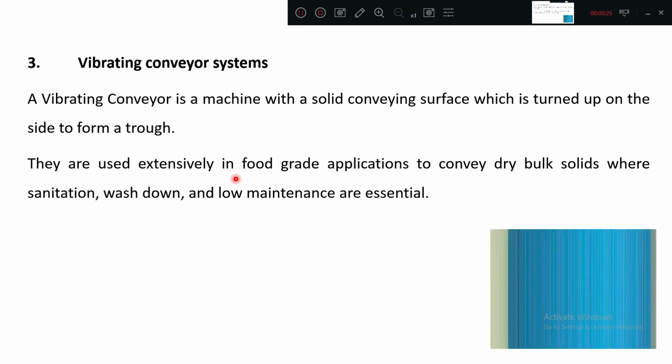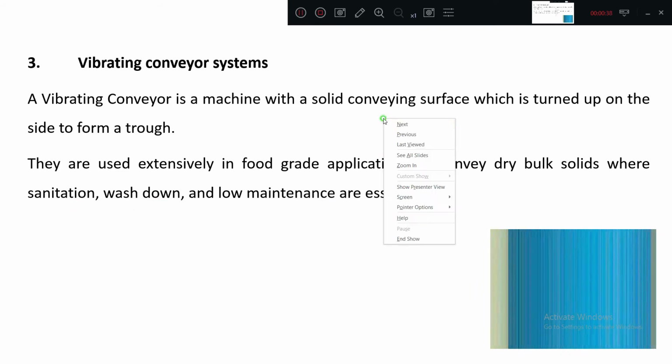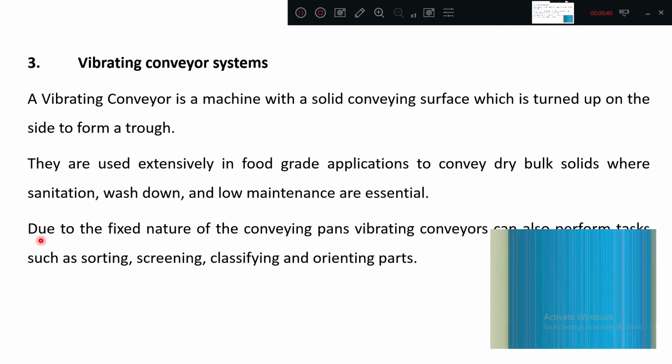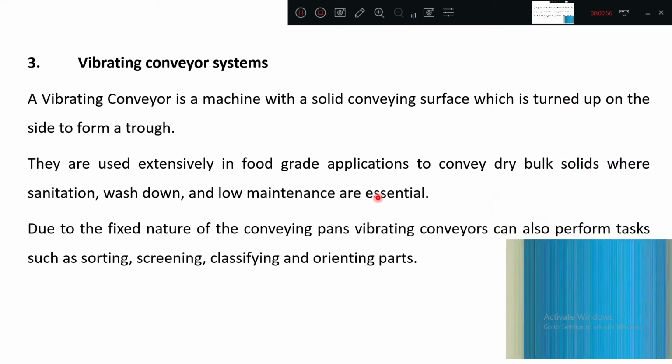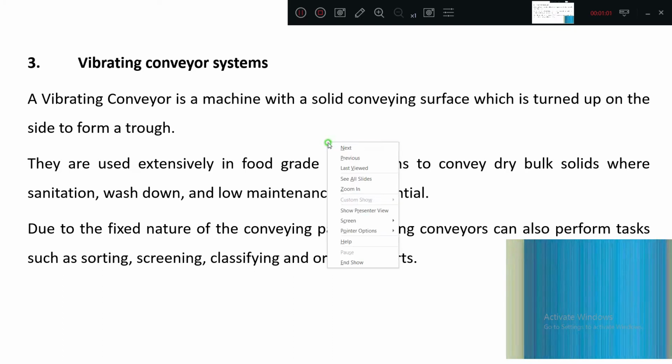These are extensively used in food grading applications to convey dry bulk solids where sanitation, wash down, and low maintenance are essential. Okay, so if you see that one next, due to the fixed nature of conveying pans, vibrating conveyors can also perform tasks such as sorting, screening, classifying and orienting parts. All these functions can be done using vibratory conveyors. Sorting and screening are generally used in the food packaging industry.